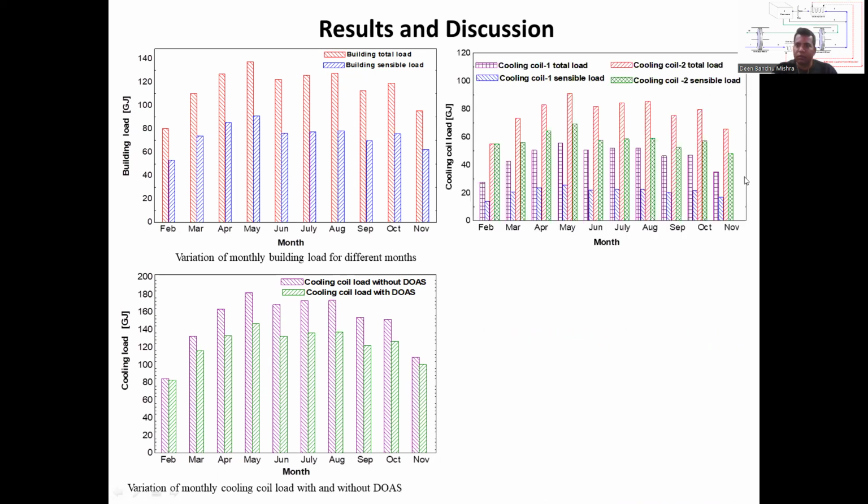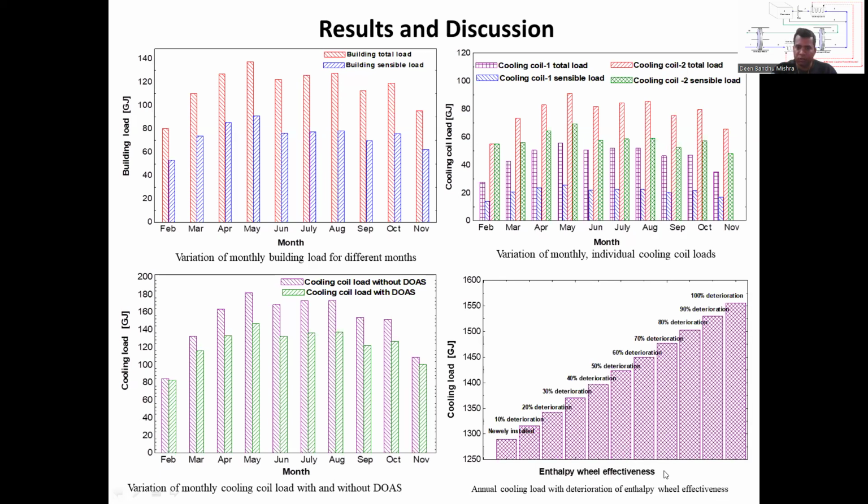This system is associated with two cooling coils, coil 1 and coil 2, and the analysis of both cooling coils is shown in the figure from February to November. This is the total cooling coil load and sensible cooling coil load of coil 1, and the figure shows that cooling coil 1 handles both sensible and latent load. Cooling coil 2 handles mostly sensible load with only a little latent load.